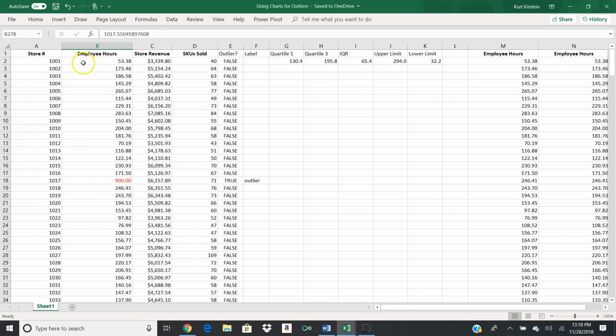One strategy that's commonly adopted when you have outliers is to take the mean value of all the non-outlier values and use those in place of the outliers.